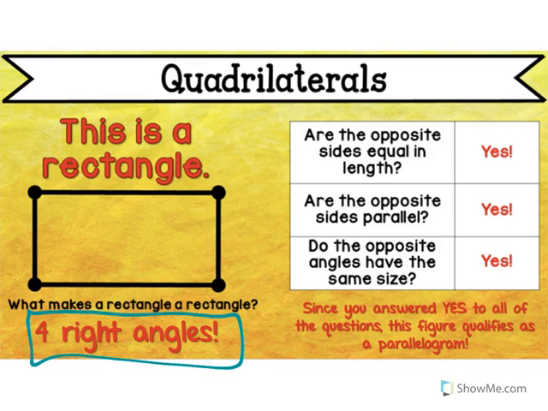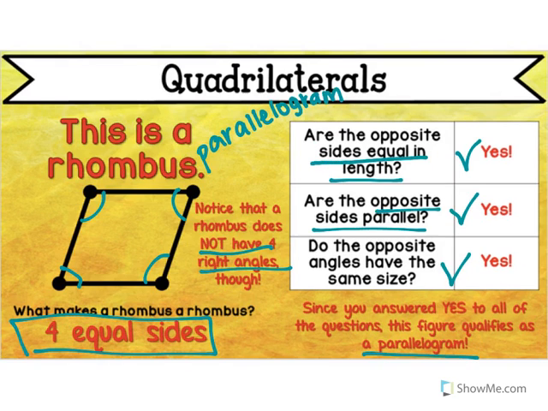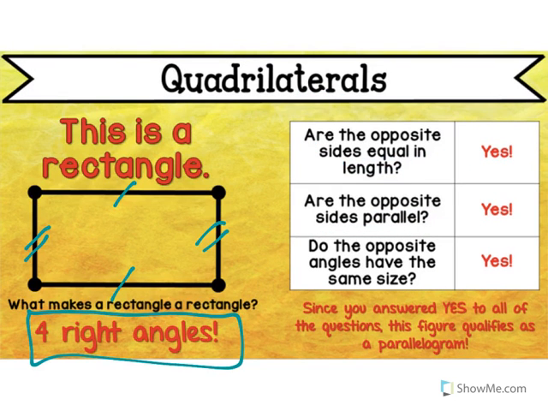No. So it has 4 right angles. The opposite sides are the same length, but not all sides are the same length. To be a square, you need to have 4 equal sides, which we have, and then 4 right angles. To be a rhombus, you need to have the 4 equal sides, and then different angles. There's no right angles on a rhombus. These are just ways to tell the difference between the two.